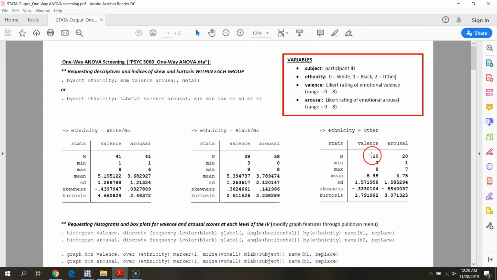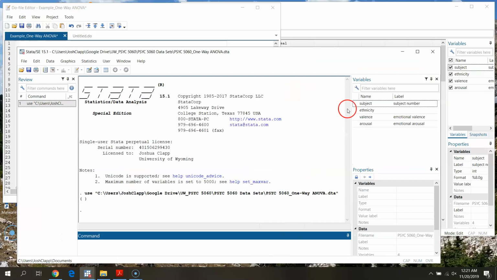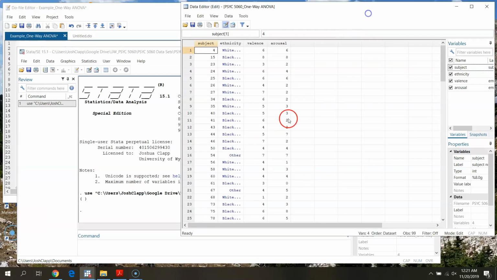Viewing the video, participants are rating emotional valence from 0 to 8 and emotional arousal from 0 to 8. And what we're wanting to do is screen for a one-way ANOVA model where we're looking at evidence for population differences in valence and arousal across our different racial ethnic groups in this study. So, have this data open here. Here's our data set. You see we have our participant number, our racial ethnic background here, and then ratings, again, 0 to 8 for emotional valence and emotional arousal.